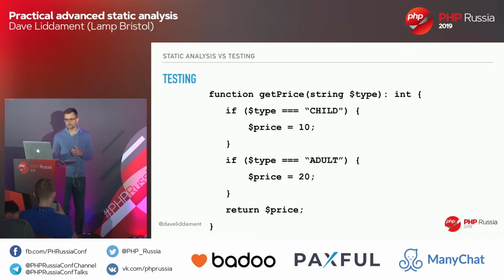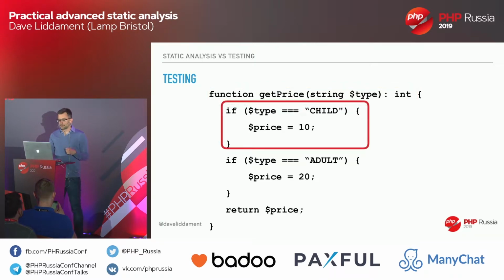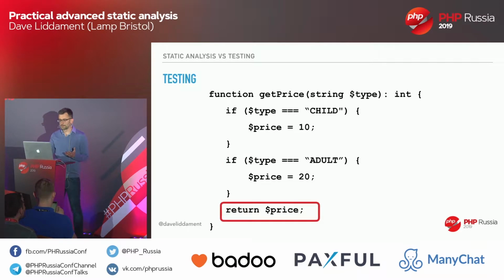Static analysis answers a slightly different question to testing. So imagine we have this very simple function called getPrice. It takes a type, which is a string, and it returns an integer value. Assuming we pass in the string child, we're saying the price is 10. And if we pass in the string adult, we set the price to 20, which we then return.